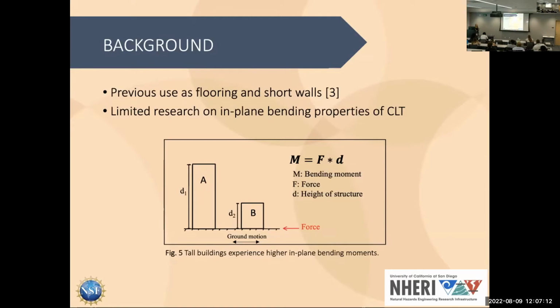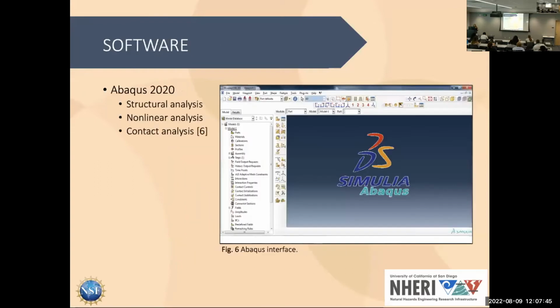That's because we know a lot about its properties in out-of-plane bending, which floors see, and shear, which you'll see more in short structures. But what we don't know a lot about is the in-plane bending properties of cross-laminated timber, which is important, as you'll see in figure 5. Basically, tall structures experience higher bending moments due to lateral forces, so earthquakes and wind loads, which we see a lot. If we want to build taller walls and structures with CLT, we need to know more about its in-plane bending properties.